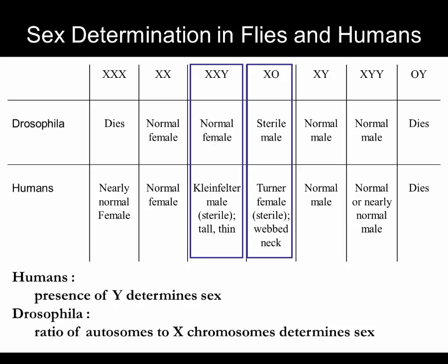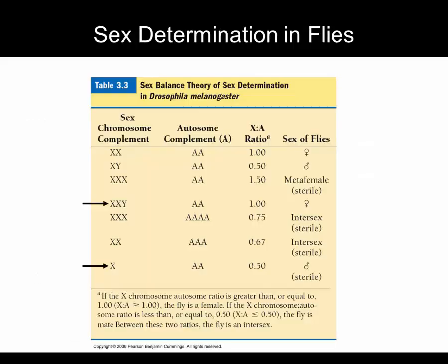This is because it's the presence or absence of the Y chromosome that determines sex in humans, while the ratio of autosomes to X chromosomes determines sex in Drosophila. Flies with 2 X chromosomes and a normal diploid set of autosomes have an X to autosome ratio of 1 and are female. Diploid flies with 1 X chromosome have an X to autosome ratio of 0.5 and are male. This explains the XXY females and XO males in Bridges' cross.